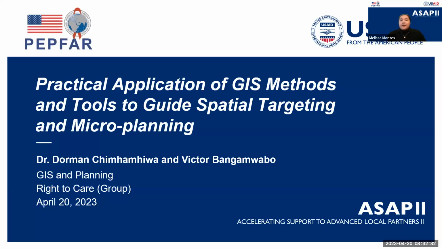Great. Okay, we can go ahead and get started. Hello, everybody. My name is Melissa Montes. I'm a senior program officer on the ASAP2 project. Thank you for joining us for part 4 of our 4-part series on strategic information. Today, we have some excellent presenters who will be discussing practical application of GIS methods and tools to guide spatial targeting and microplanning. And I will introduce our presenters shortly.